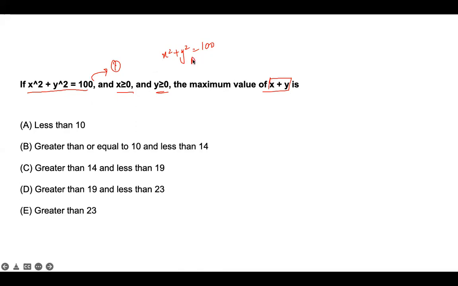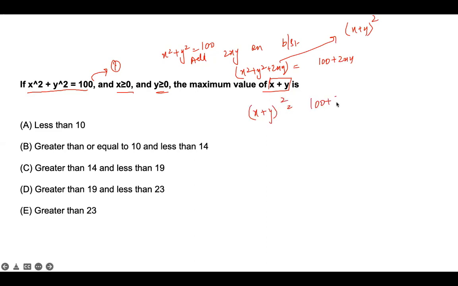So if I add 2xy on both sides, this will become x square plus y square plus 2xy, and this will become 100 plus 2xy. And this is actually the x plus y whole square formula. So this will be x plus y whole square is equal to 100 plus 2xy. And if I take square root on both sides, this will become x plus y is equal to square root of 100 plus 2xy.